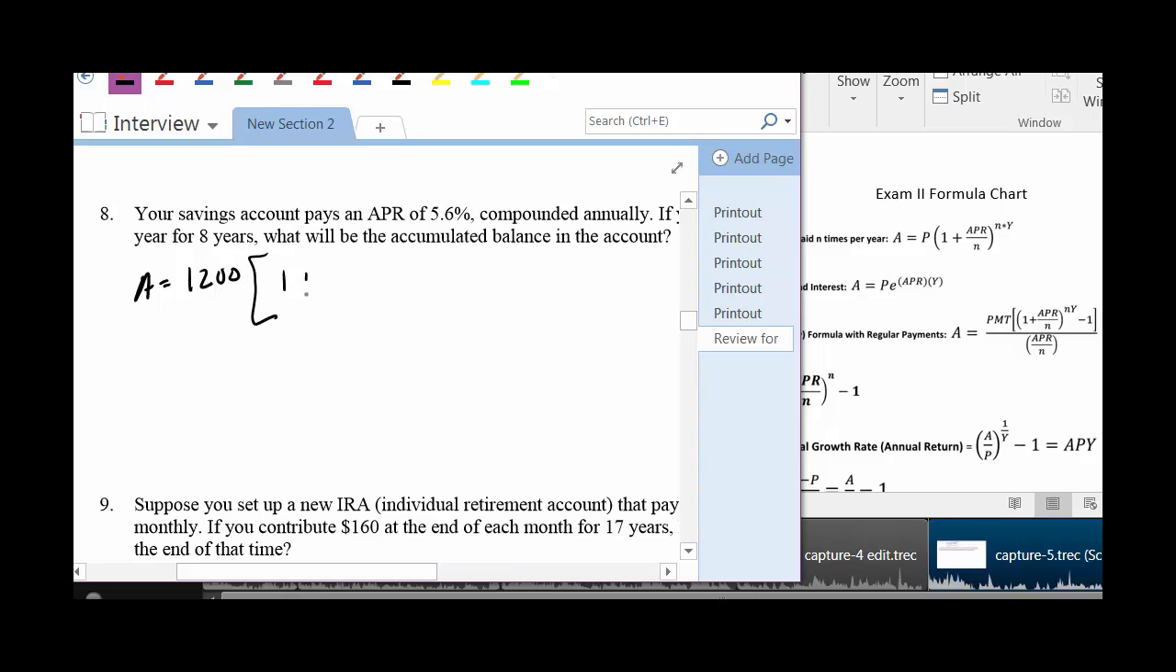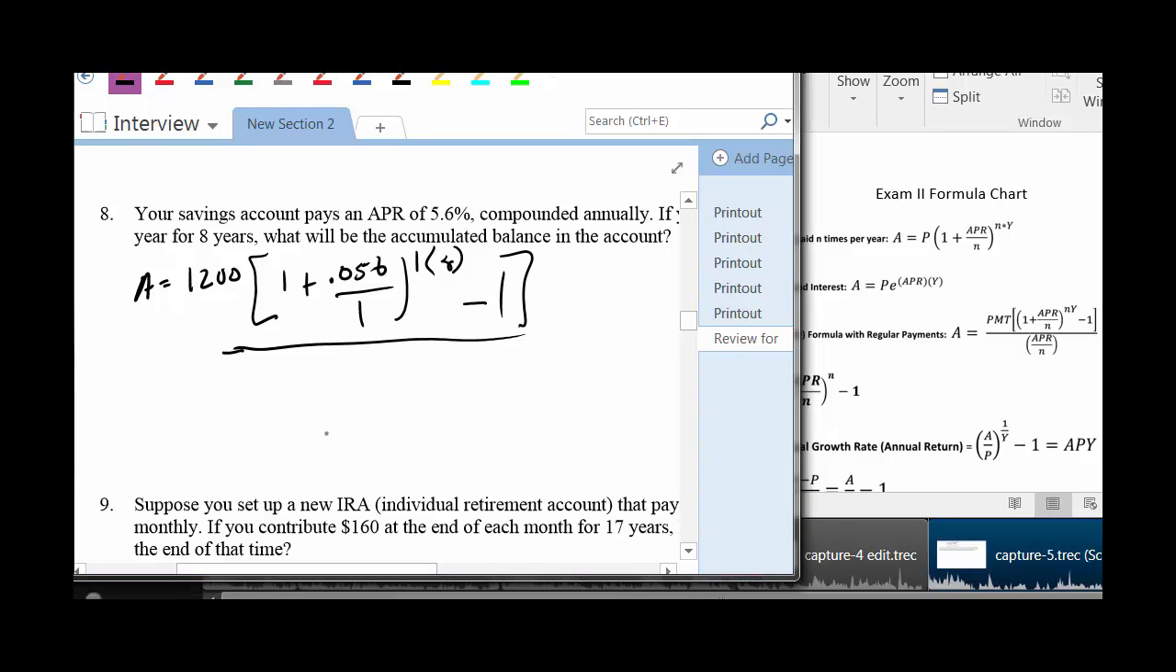I got 1 plus 0.056. It's compounded yearly, so that'd be a 1 there. And 1 times 8 years minus 1. And divide that by our APR, 0.056 divided by 1. Okay, so that's what we want to type in our calculator.